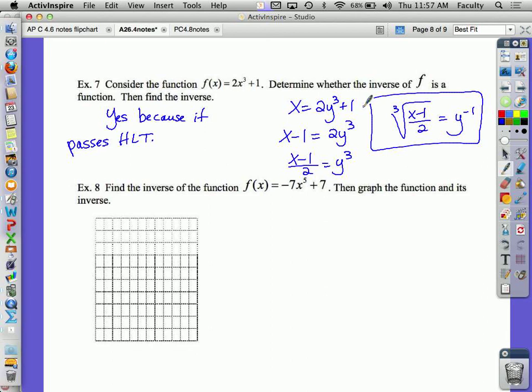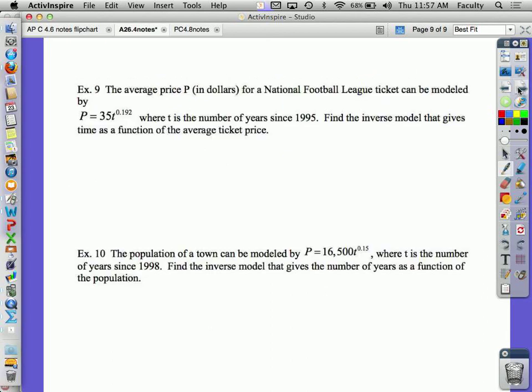All right, just because of time with our shortened periods, we're going to skip example 8. It's the same as the last one. And I think you guys got that pretty easily. Example 9 says the average price P in dollars for an NFL ticket can be modeled by P equals 35T to the 0.192 power, where T is the number of years since 1995. Find the inverse model that gives time as a function of the average ticket price.